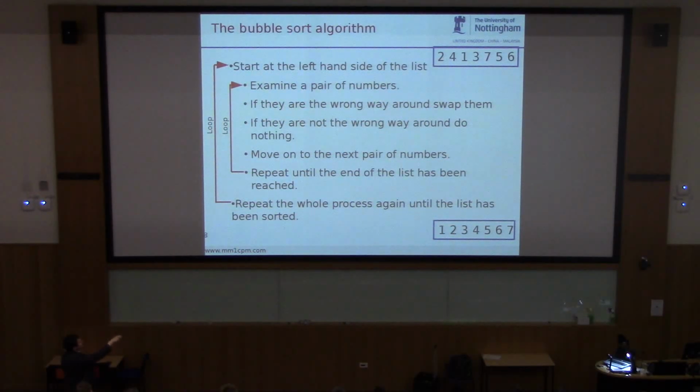If they're the wrong way around, swap them. If they're not the wrong way around, do nothing. Move on to the next pair of numbers. Repeat until the end. So basically, we just go through a list again and again and again, just swapping numbers until they're the right way around. And then if we do this enough times, the list will become ordered.